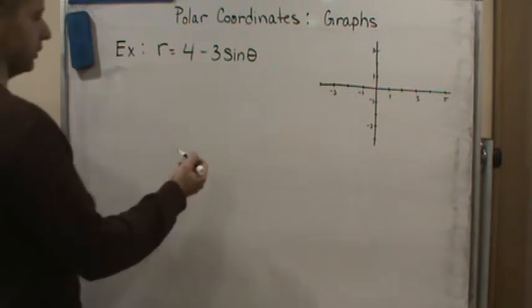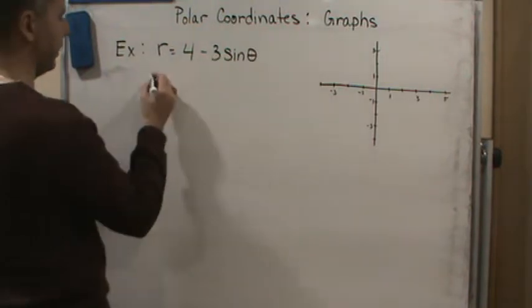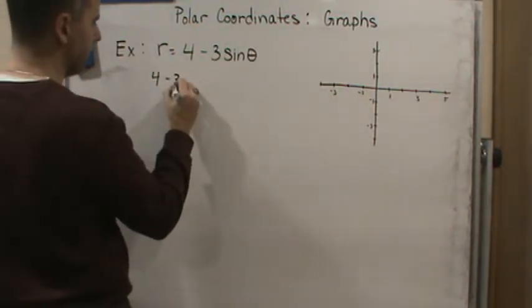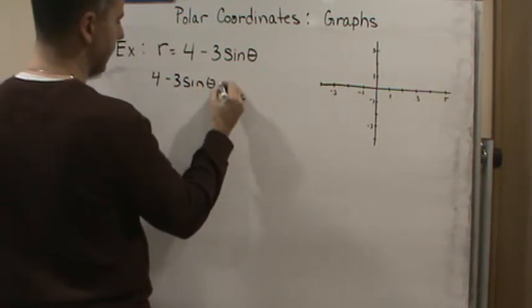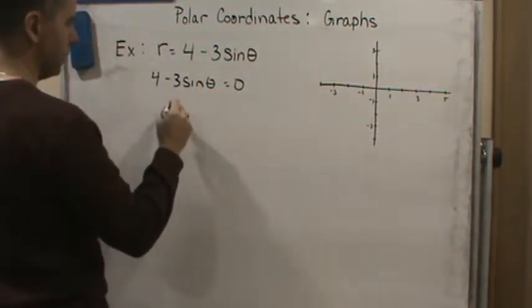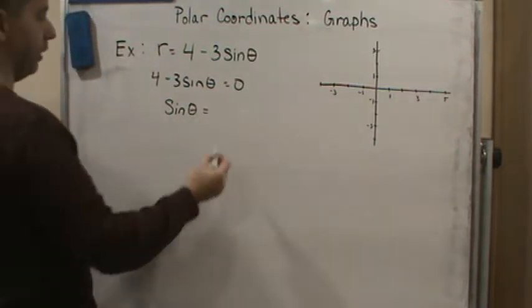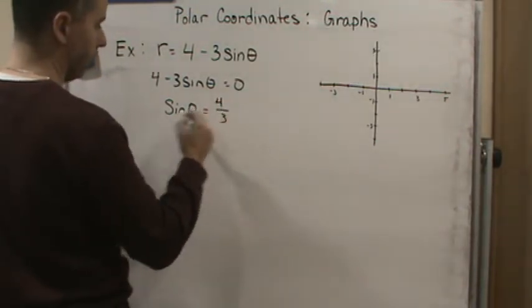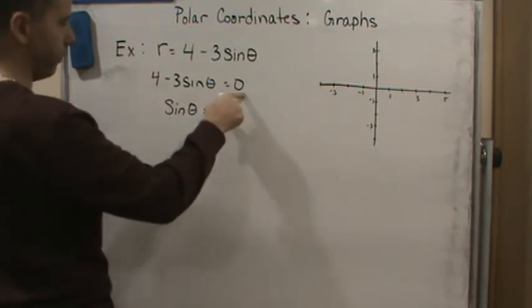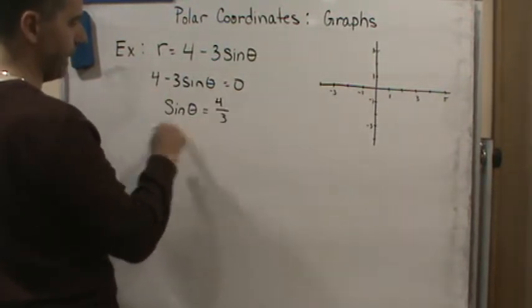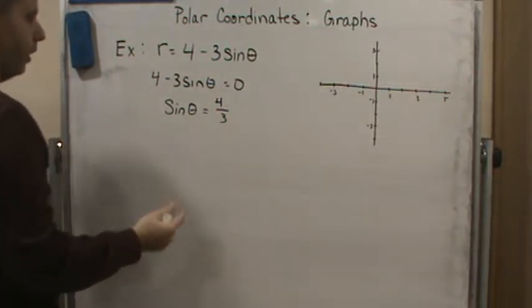So now zeros. Okay, so when is r 0? So here we go. I'm going to set this equal to 0. So 4 minus 3 sine theta equal to 0, which means sine of theta is equal to what? It's going to be 4/3, right? If I subtract 4 from both sides, I get negative 4. Divided by negative 3 gives me a positive 4/3.